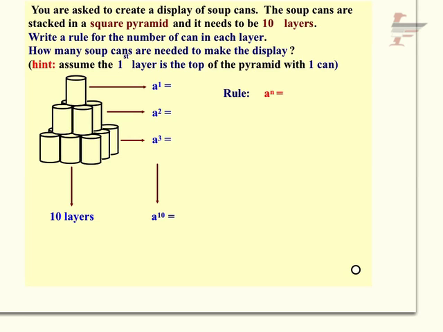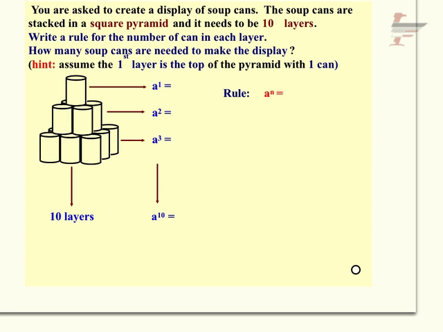Here is an application for section 12.1. It says you are asked to create a display of soup cans. The soup cans are stacked in a square pyramid, and it needs to be 10 layers. Write a rule for the number of cans in each layer. How many soup cans are needed to make the display? Hint, assume that the first layer is the top of the pyramid with 1 can.